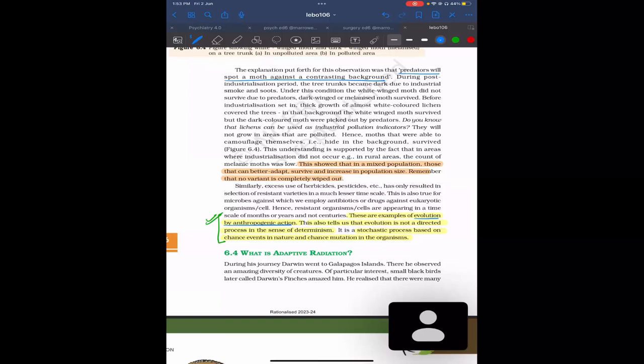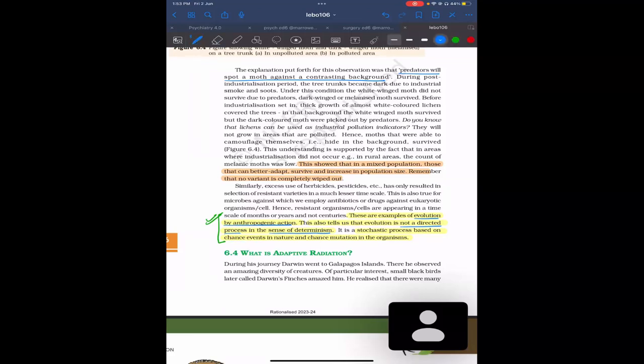Also this evolution tells us that evolution is not a directed process. Evolution kya hai? Not a directed process. Koi sense of determination nahi hai. So iska kya matlab hua? Jaise jo jo changes environment mein aayenge uske according changes in mutation honge. Jo jo chance event honge uske according change in mutation in organism hoga.